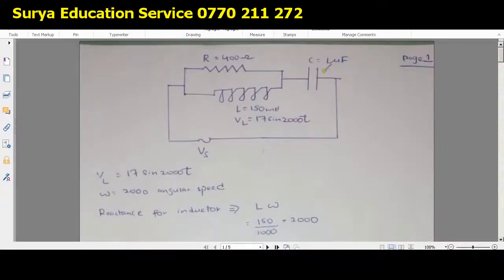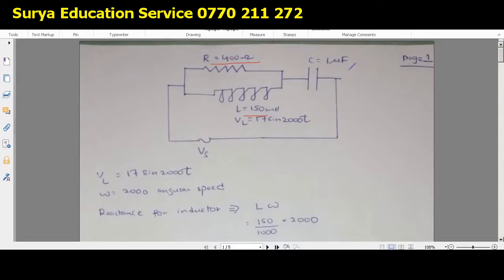Okay, so now let's focus on the solution of this problem. According to the circuit diagram, you can see that the value of the resistor is given, which is 400 ohms, and also the value of the inductor is given, which is 150 millihenry, and the capacitor has a value of 1 microfarad.